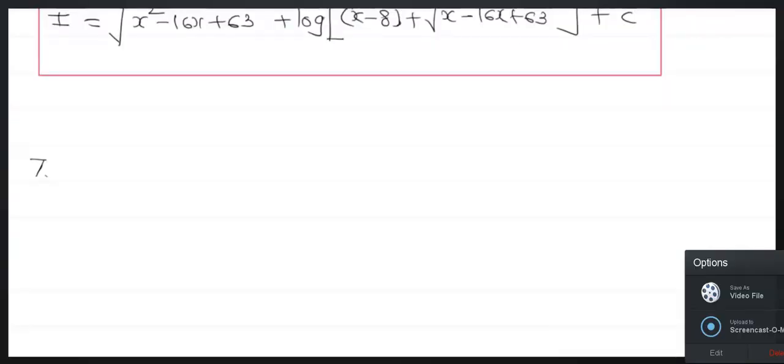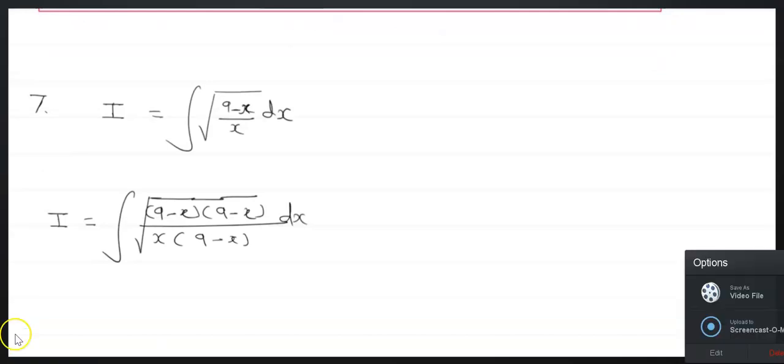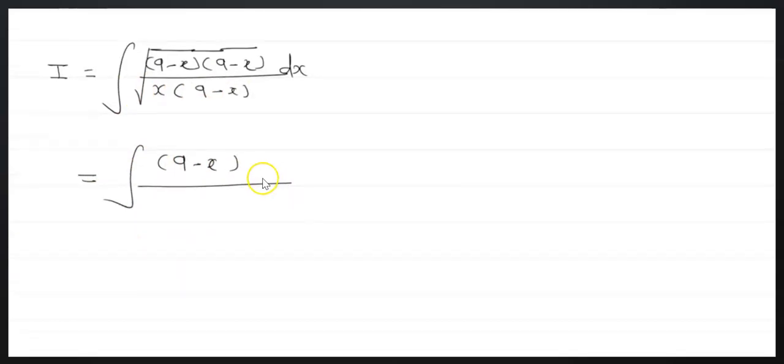Next problem, number 7. I is equals to integral root of 9 minus x upon x dx, multiplied and divided by 9 minus x. म्हणजे आपल्याला न्यूमरेटरला रूट साइन नको पाहिजे, म्हणून त्यासाठी आपण प्रत्येकदा या टाइपच्या एक्झाम्पल साठी मल्टिप्लिकेशन करत असतो. So I is equals to integral 9 minus x upon root of 9x minus x square dx.